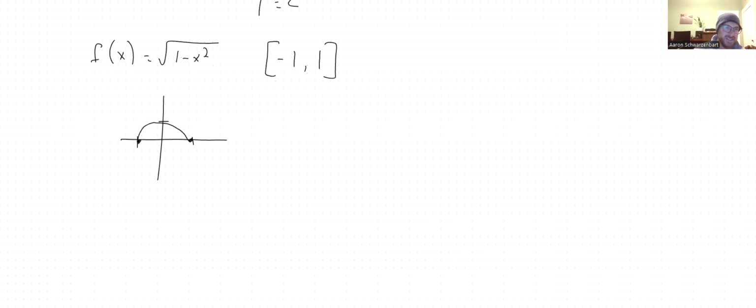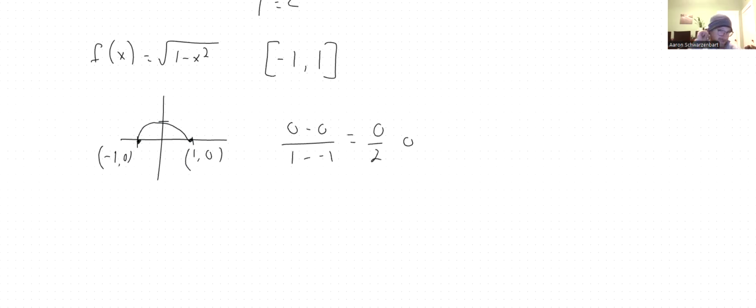If I connect those dots, the points are (-1, 0) and (1, 0). And I get 0 minus 0 over 1 minus negative 1. 0 over 2. A big fat 0. My slope is 0. I can probably potentially look at it and see that my tangent is 0, right at 0. I get a maximum here. It's the top of a semicircle.